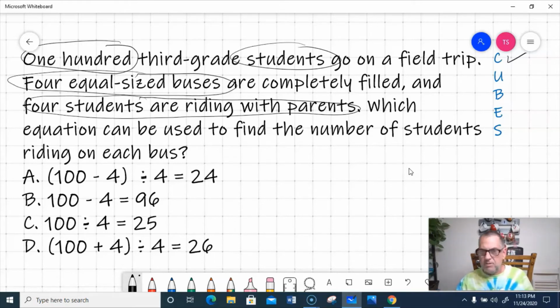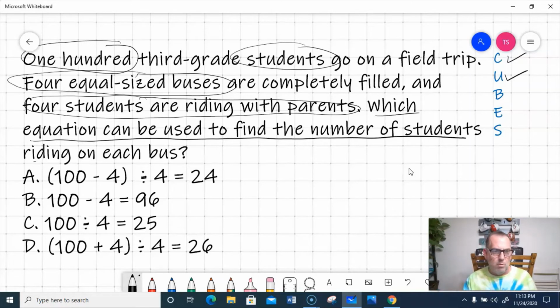So next thing I'm going to do is make sure I understand what the problem is asking me. So I'm going to underline the question. The question is, which equation can be used to find the number of students riding on each bus? If I haven't figured out how many students are riding on each bus, we're not done yet. You see we circled a lot of things in the problem. There's a lot of things we need to do before we get to the answer, I believe.